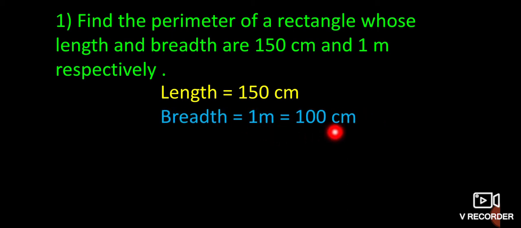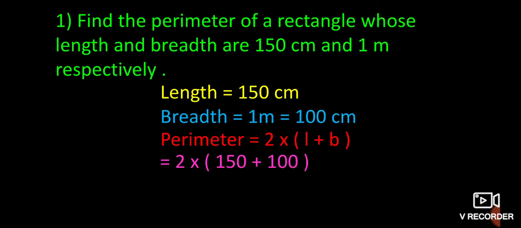We convert this into centimeter because the other value is in centimeter. 100 centimeter. Next, write the equation. Perimeter equal to 2 into (L plus B). That is 2 into (150 plus 100). That is 2 into 250. 2 into 250 is 500 centimeter.